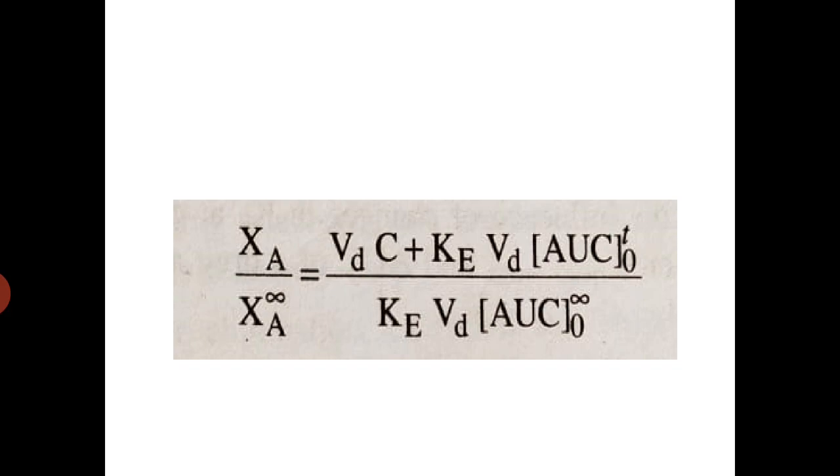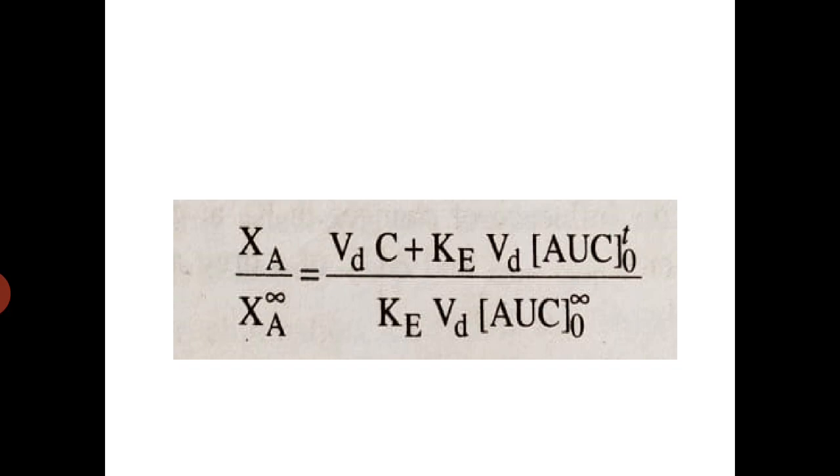Let me know what is the fraction. Out of 100 you got 60, so the fraction is equal to 60 divided by 100, that is 0.6. Out of 100 the fraction of your mark is 0.6. You got 75 marks out of 100, the fraction is 75 divided by 100, that is equal to 0.75, right? The same way, XA infinity is the maximum amount of drug that can be absorbed, where XA is the drug absorbed at a time t.